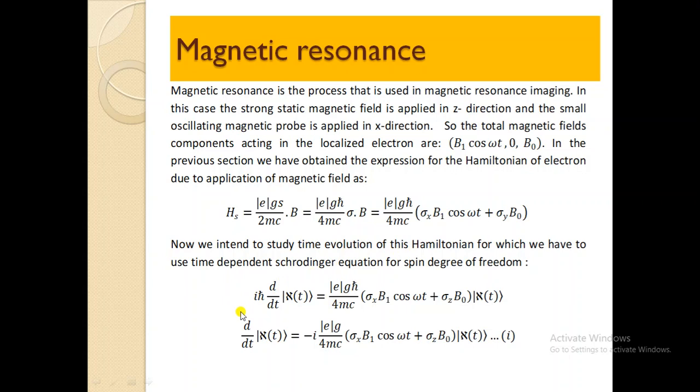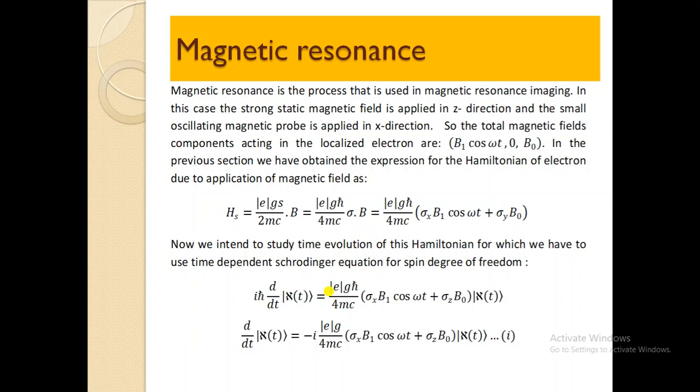What is the time dependent Schrodinger equation? i h bar del psi by del t, or del chi by del t, equals H chi. H we have already found. In place of H we put eg h bar divided by 4mc times sigma x B1 cos omega t plus sigma z B naught, acting on chi of t, that is the state vector. On solving, the h bar on both sides will cancel, and this i goes to the other side and becomes minus i, because 1 divided by i means i to the power 4 by i, and from i to the power 4 the 1 cancels, and i cubed remains.